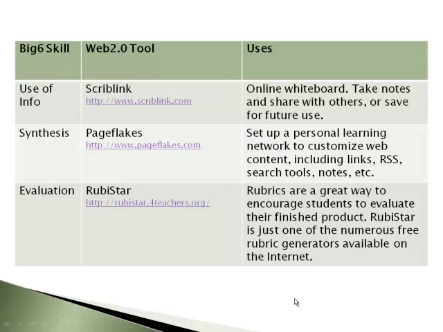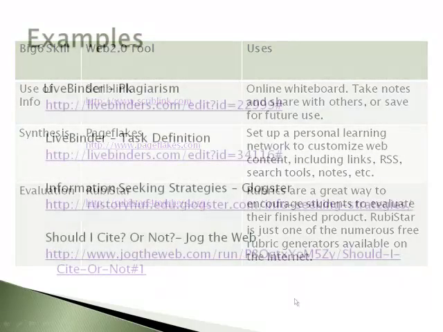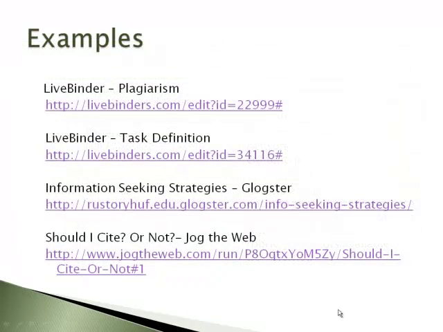One of the big ideas of using information is being able to do so in an organized manner. Page Flakes is a great tool. This slide shows 4 examples that I have created using Big 6 information literacy steps and Web 2.0 tools. Each slide takes a step and uses the tool to teach or illustrate the idea.